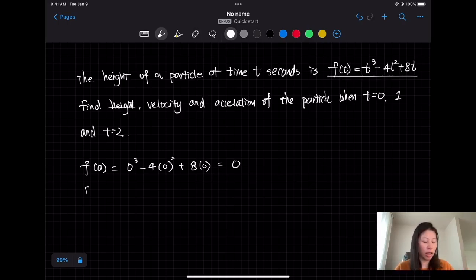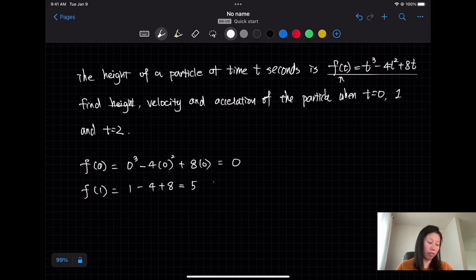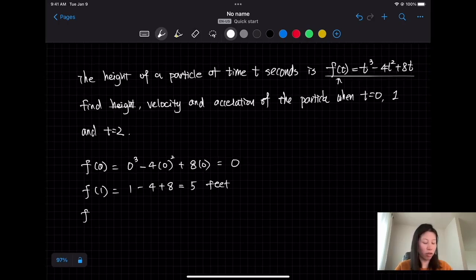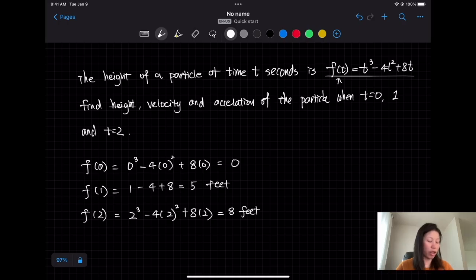Very easy to understand. So what about after 1 second? Where's the particle? Well, we substitute 1 into the original function because the output is going to be the height. So I got 1 minus 4 plus 8, which is equal to 5 feet, right? So after 1 second, the particle is 5 feet from the ground. Then we substitute 2 into the original function. I have 2 cubed minus 4 times 2 squared plus 8 times 2. This equals 8 feet. So that means after 2 seconds, the particle is 8 feet high.